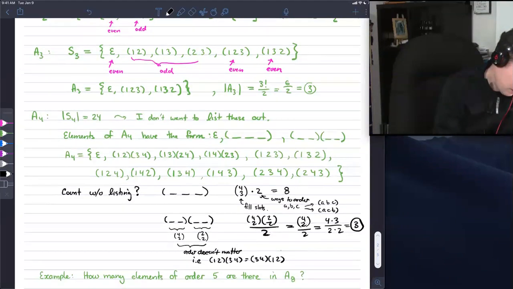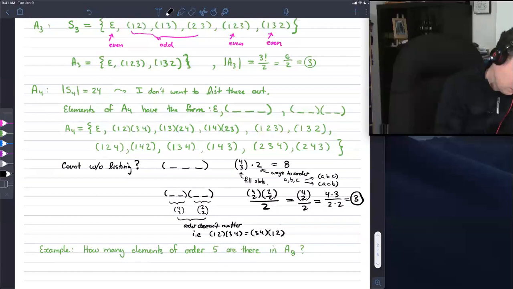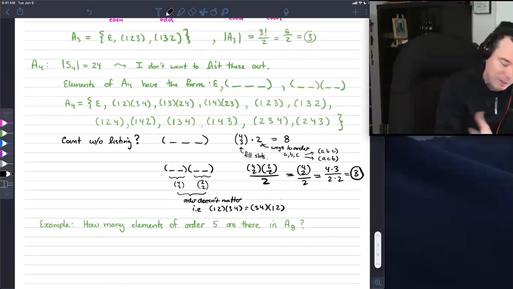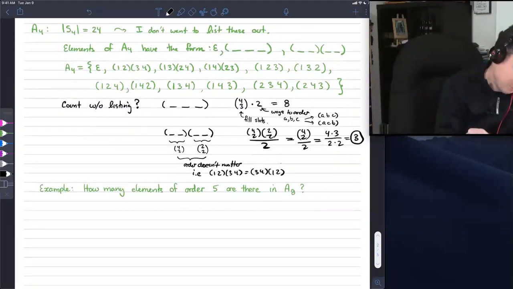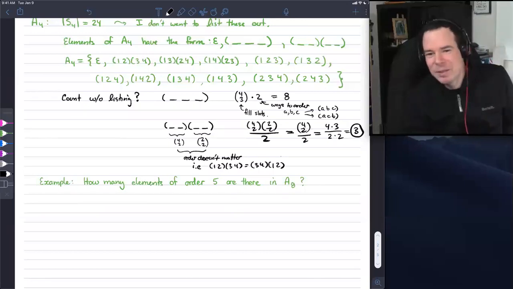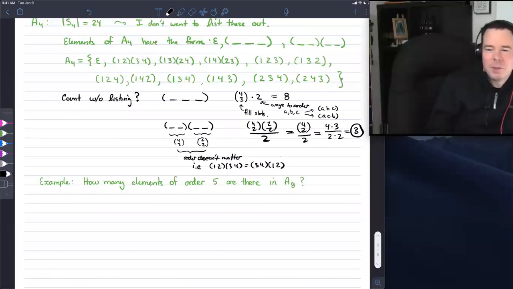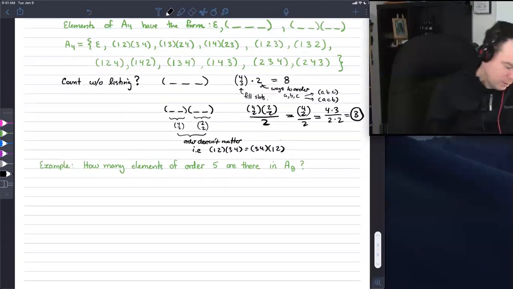Okay, so we can count without counting. Count without counting. Sounds like an oxymoron, doesn't it? We can count without what's typically referred to as exhaustive listing. So instead of exhaustively listing out all the elements, we can still count how many there are by other means. So for example, let's count how many elements of order 5 there are in A8.